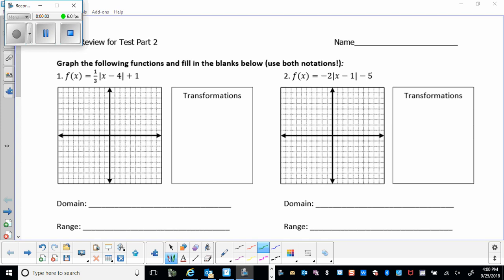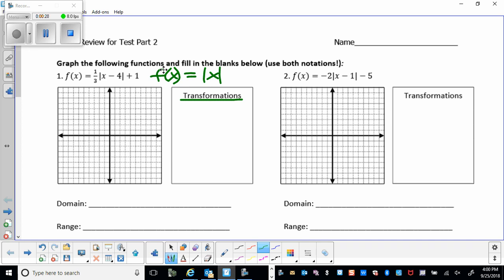Okay, so we are looking at this equation of a function, and you want to look first at what the parent function is. That would be the absolute value of x. All right, that's my parent function. So everything else is a transformation. It's going to move or change the function.